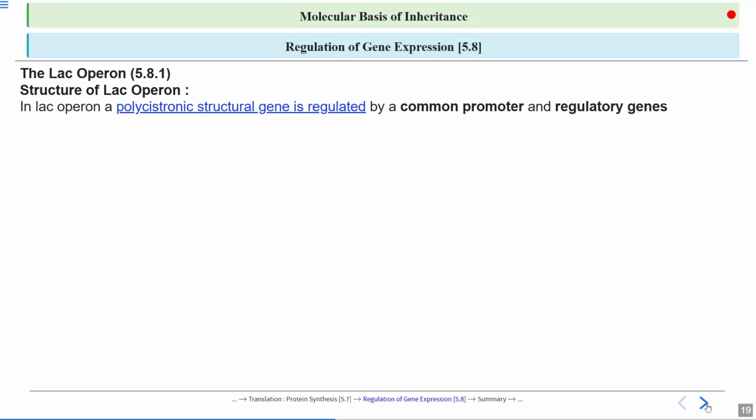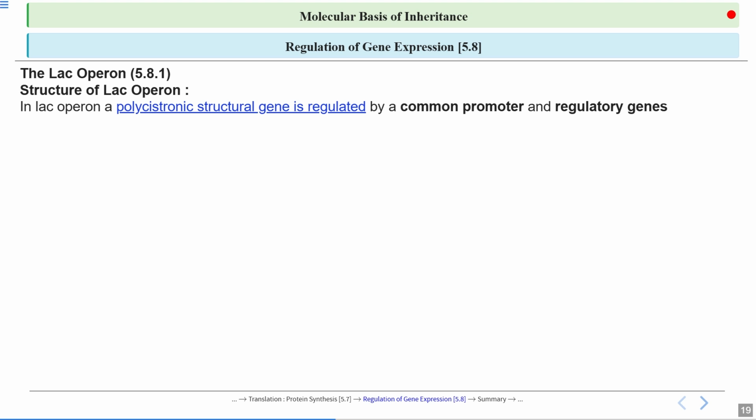So now if you talk about the structure of lac operon, what is the structure of lac operon? In lac operon, a polycistronic structural gene is regulated by a common promoter and regulatory genes. From first or second class we have learned about polycistronic or monocistronic genes. Polycistronic is going to code for multiple proteins, and mono is going to code for one protein only. And we got to know from there that prokaryotes have mostly polycistronic structural genes.